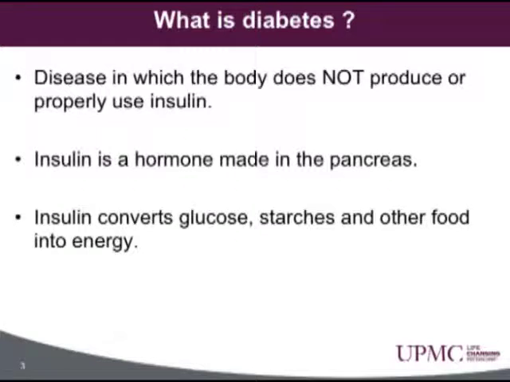So first we're going to have just a little general review about diabetes. So what is diabetes? It's a disease in which your body does not produce or properly use insulin. Insulin is a hormone made in or produced in the pancreas, and insulin converts glucose, starches, and other food into energy.